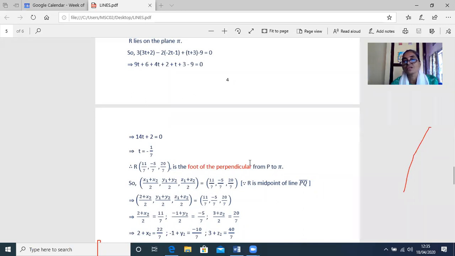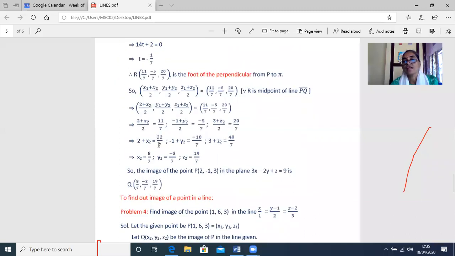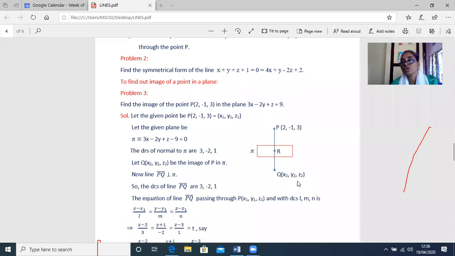Here y1 is minus 1. Z1 is 3. When you substitute those values, you will get y2 is 3. So when you substitute these values, you will get the x2 value, y2 value, z2 value. Once you get x2, y2, z2, it is, according to us, the image of the point P.